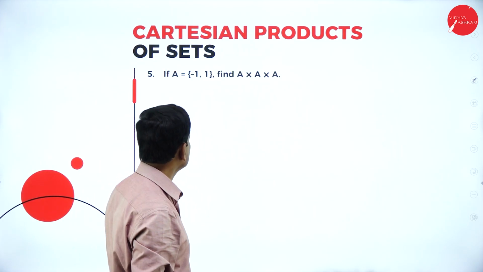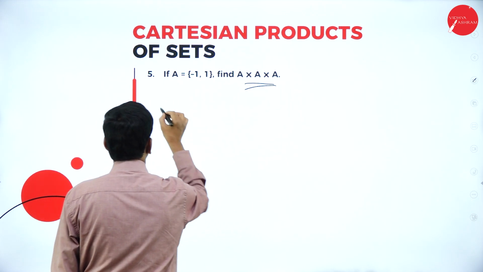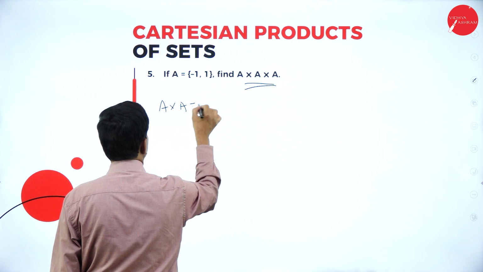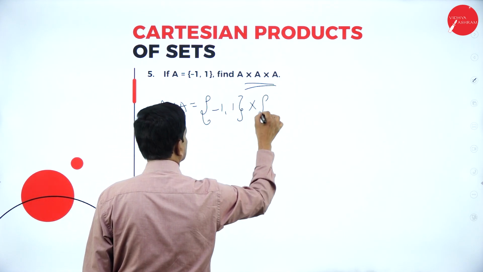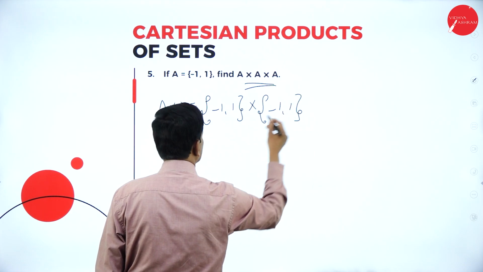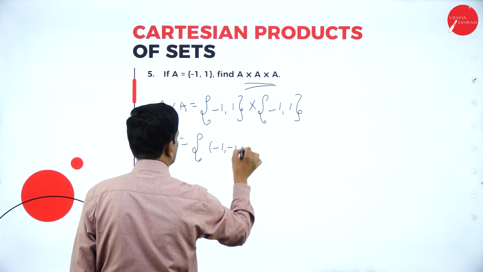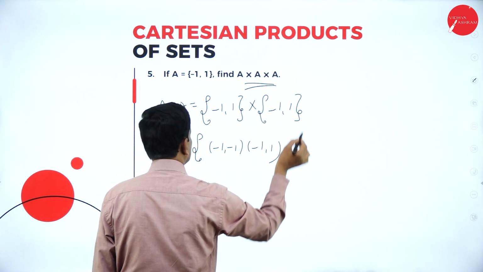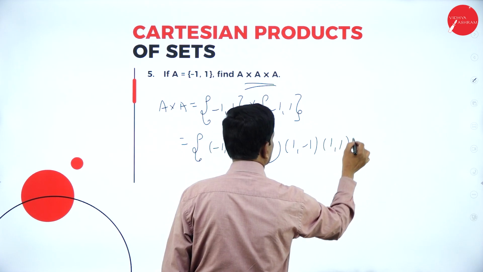If A is equal to {-1, 1}, find A × A × A. This is the triplet. So here, first find out A × A. What is A? {-1, 1}, cross product, again {-1, 1}. Just write down the Cartesian product for this: (-1, -1), (-1, 1), again (1, -1), (1, 1).